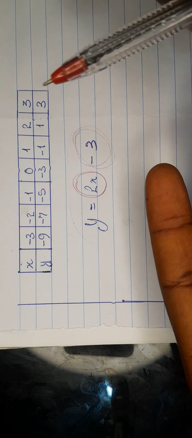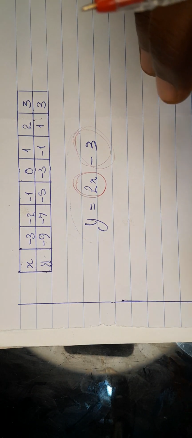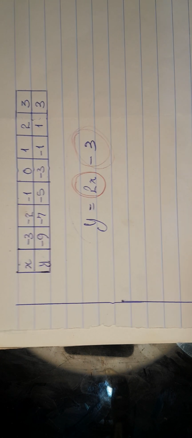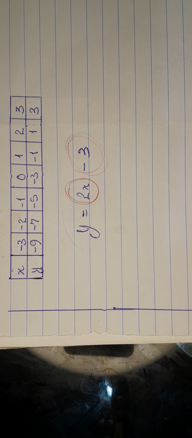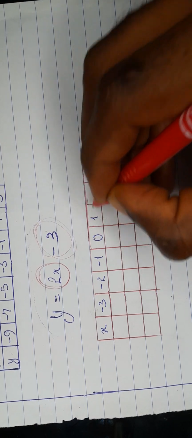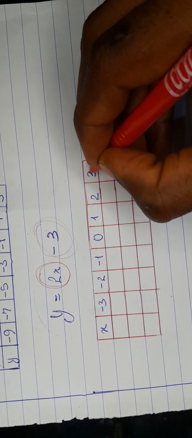So we need 4 rows, and then the number of columns will be the range of the value for x, which we already know is from -3 to +3. So we're going to be needing 7 columns. So let me draw that table. Right, so we have our table here. So then let's discuss. The value for x ranges from -3, -2, -1, 0, 1, 2, 3.